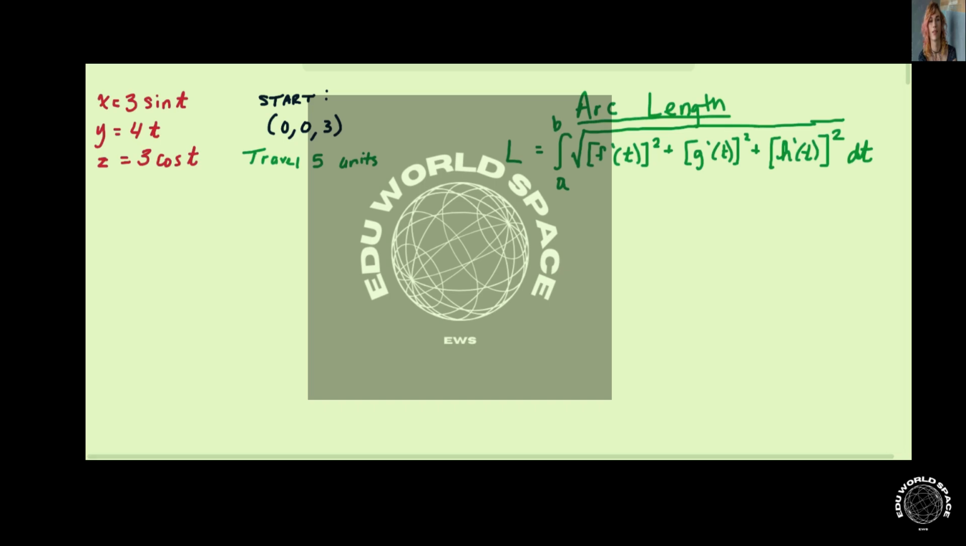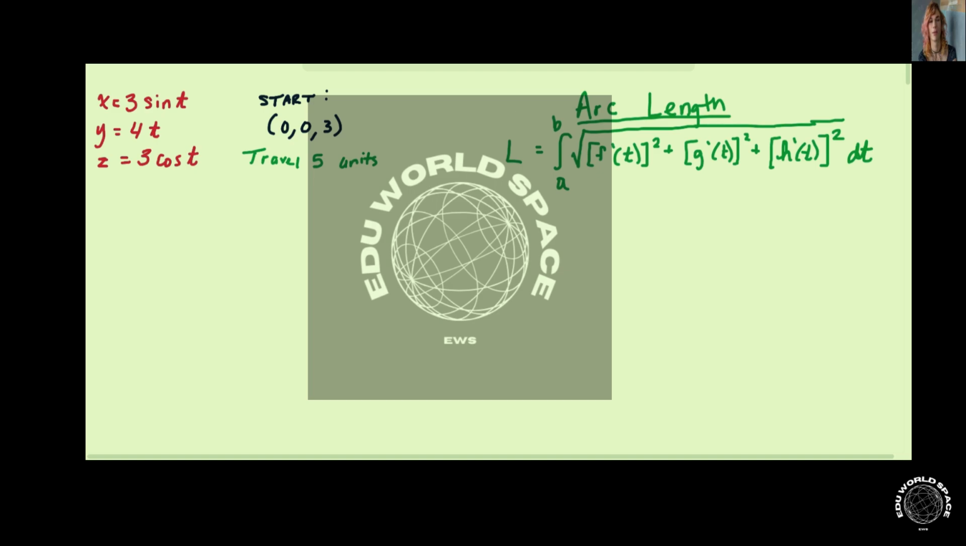Okay, this problem we'll be talking about is the arc length of a vector in space. I love this problem because it's given in a different way than we're used to seeing it. We're given the parametrized vector, or x, y, and z components. We're told that we start at the point 0, 0, 3, and that we travel 5 units in the positive direction. And we want to know, where do we end? If we travel 5 units and we started at 0, 0, 3, where will we end?